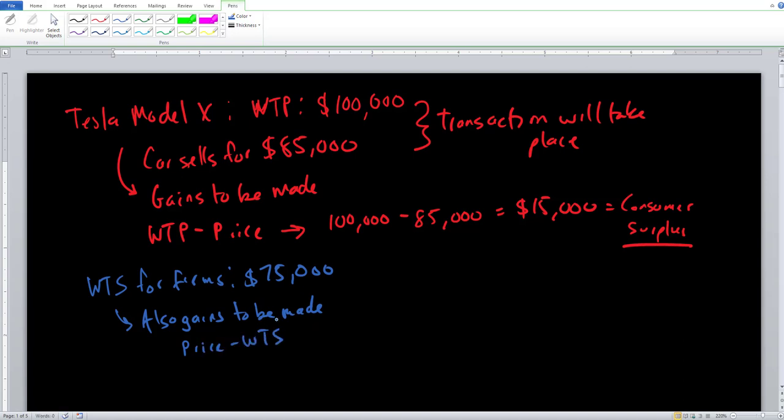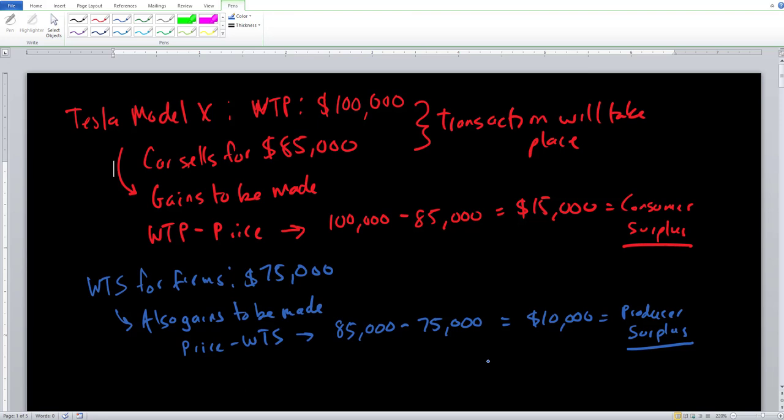This difference between what the good sells for and the seller's minimum willingness to sell, that's where we get our second idea of efficiency and welfare in the marketplace. So here we take this $85,000 minus the $75,000 minimum willingness to sell, and this gives us $10,000. And this is going to be called producer surplus. This is going to be the efficiency and welfare on the supply side. Here, it's called producer surplus.